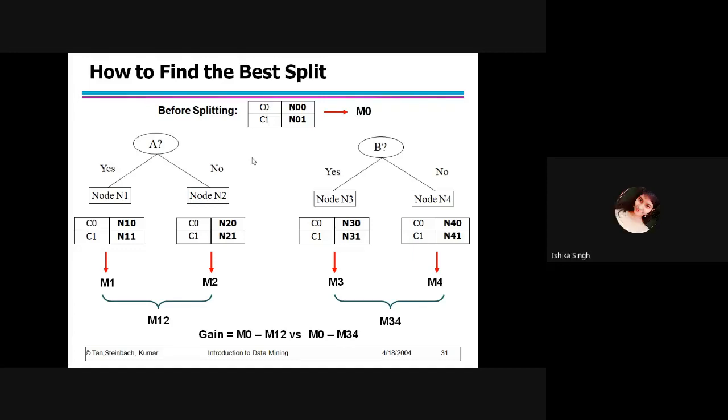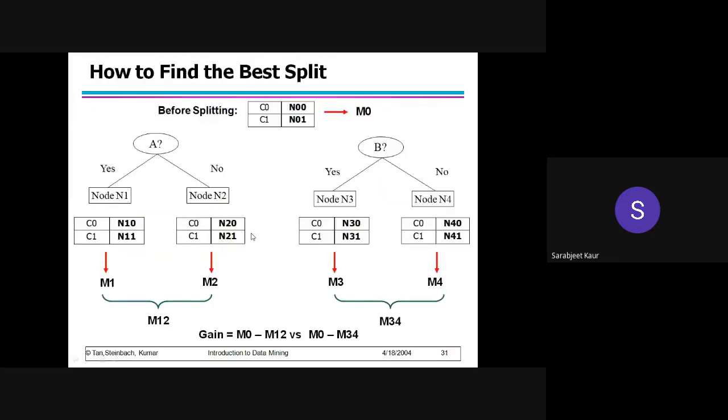Ma'am, how will we calculate M12 and M34? M12 and M34 are generally computed by taking the weights of these nodes along with M1 and M2. So we will come to that. I will show you this computation in a minute or two. Okay, ma'am. Any other doubt? Should we proceed? Yes, ma'am.